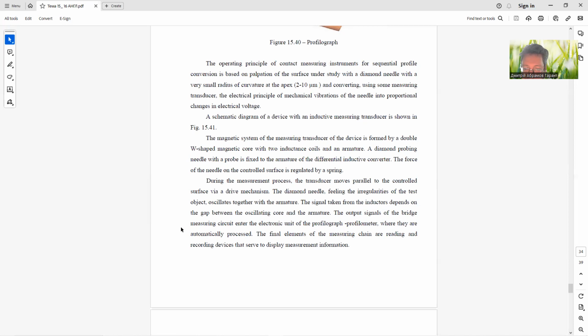The output signals of the bridge measuring circuit enter the electronic unit of the profilometer, where they are automatically processed. The final elements of the measuring chain are reading and recording devices that serve to display measurement information.